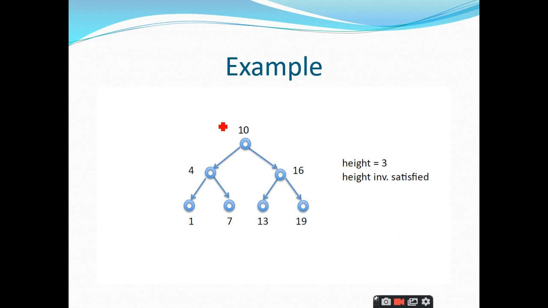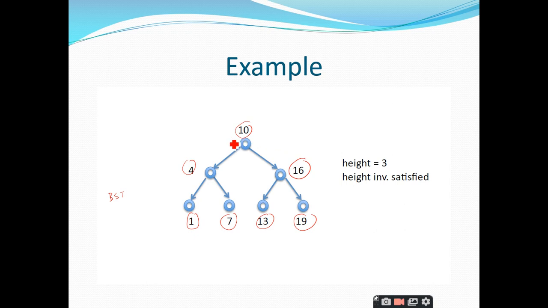Now if you are able to see the screen example, yes, sir. Is it a BST or not? Yes, sir. Right. So this is 10, this is 4, and these are the node values 1, 7, 13, 19 and 16. What is the height of this BST?